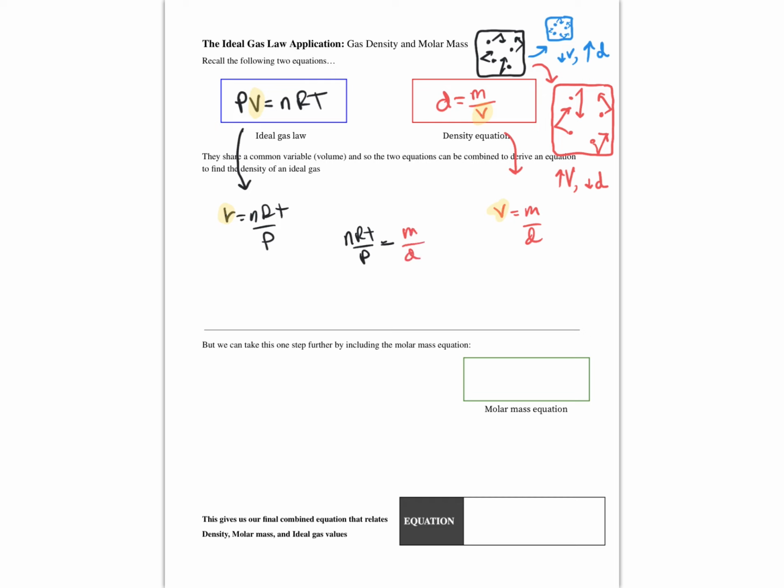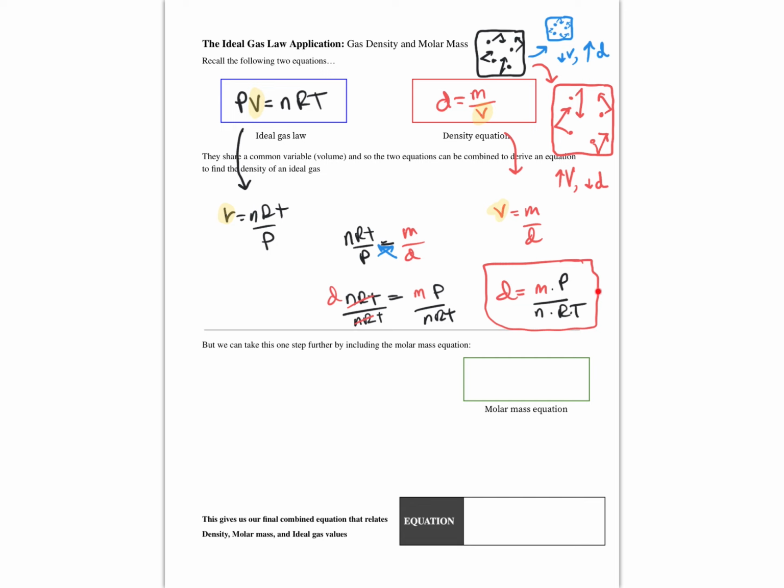And then to make this density equals something, we're just going to cross multiply pressure and density to the other side and then divide by nRT on both sides to get density by itself. This will give us that density is equal to the mass of the gas times pressure over moles of gas times R times the temperature in Kelvin.